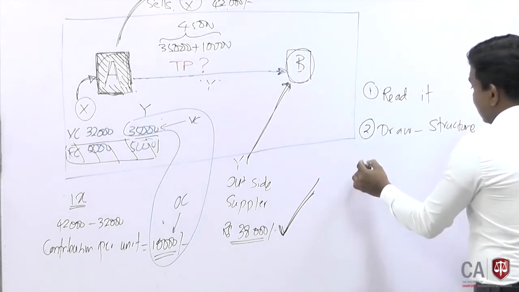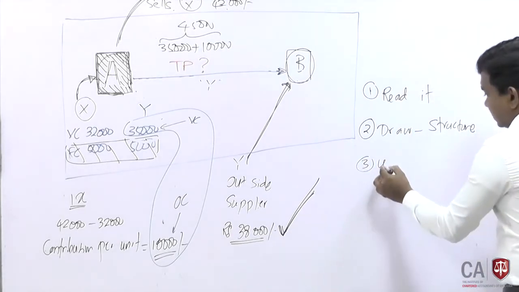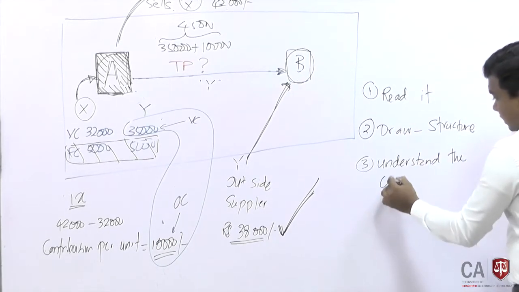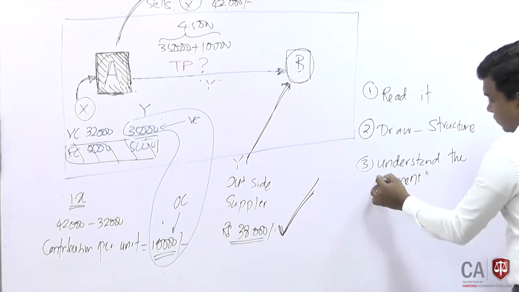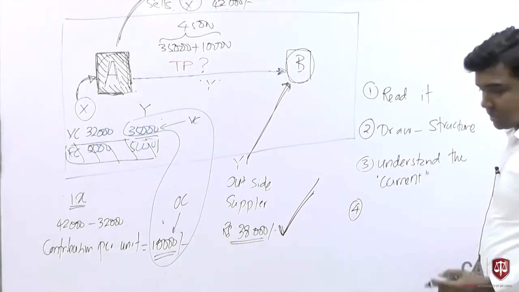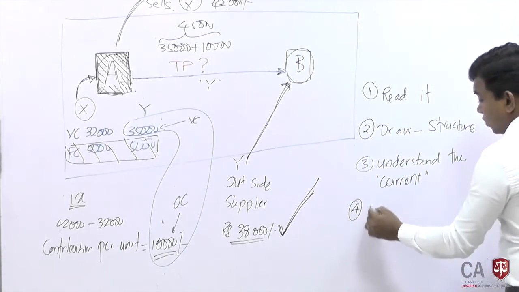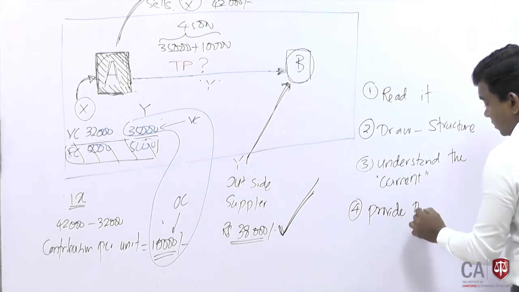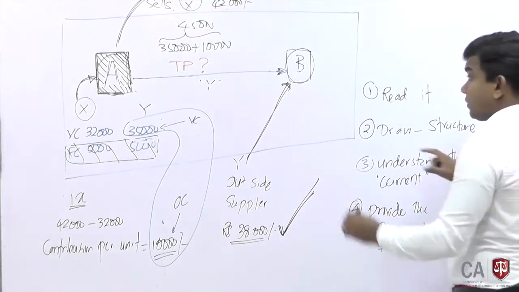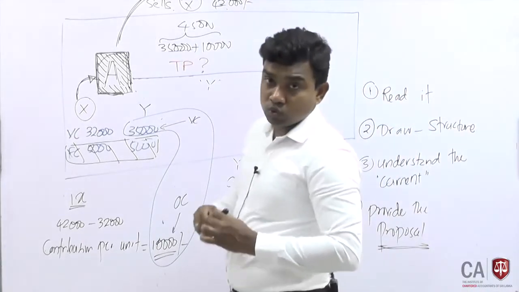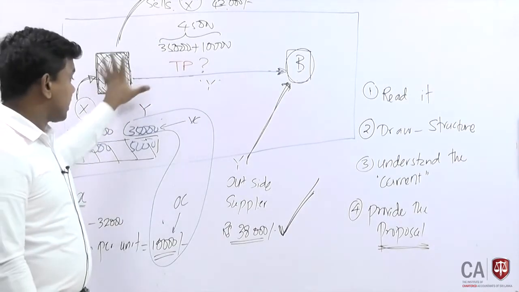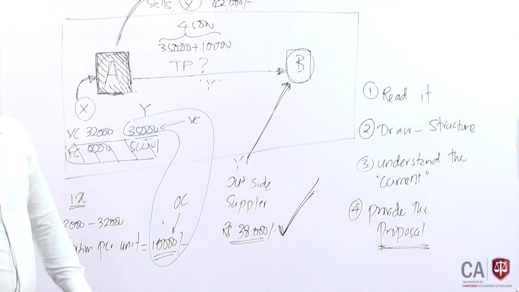Then, through the structure you have drawn, understand the current situation. Once you understand the current situation, you can easily draw up a proposal. Therefore, step number 4, provide the proposal. You can see it is better to do it like this, like we have explained here. That's how you need to do it. Therefore, the important point: read the question and draw the rich picture. Based on the rich picture, you can easily understand what you need to do, right.